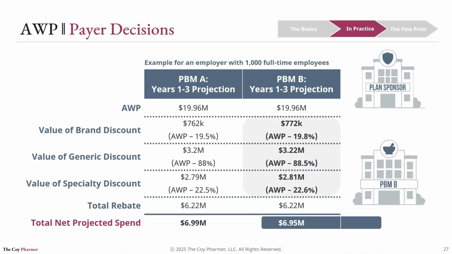As we review the offer from the two PBMs, we can see that PBM B has offered more favorable discounts to the plan sponsor, and ultimately, that would lead them to project a lower net projected spend for PBM B than for PBM A. And as this plan sponsor is looking to select the PBM they will be going forward and doing business with, they would be more likely to select PBM B given their more favorable discounts.